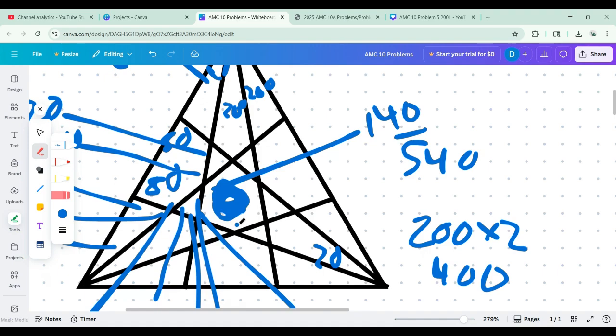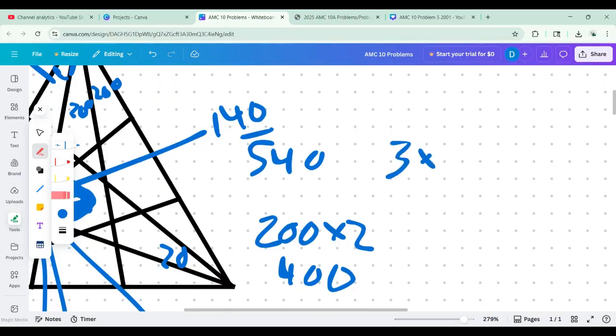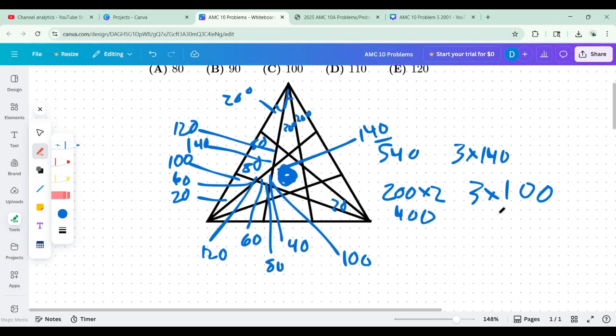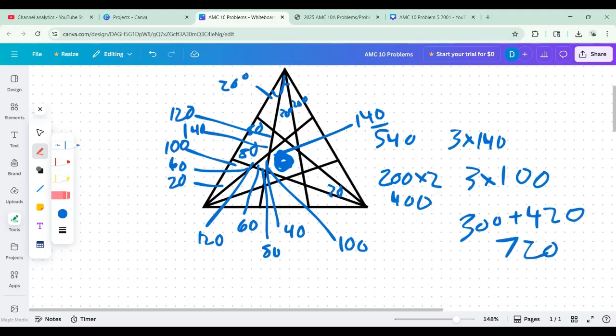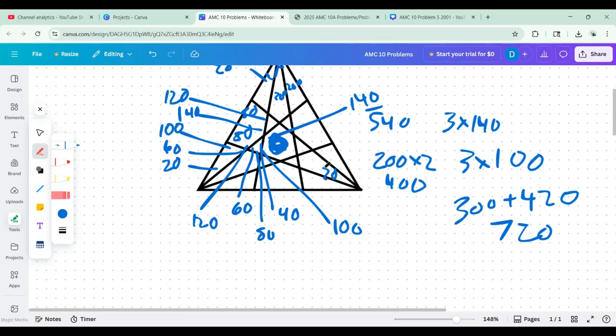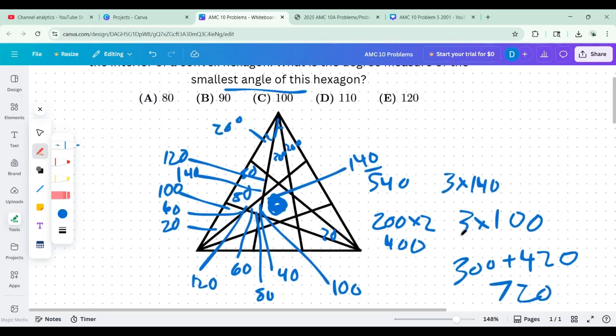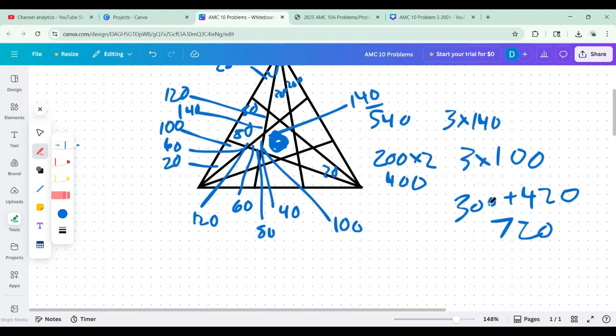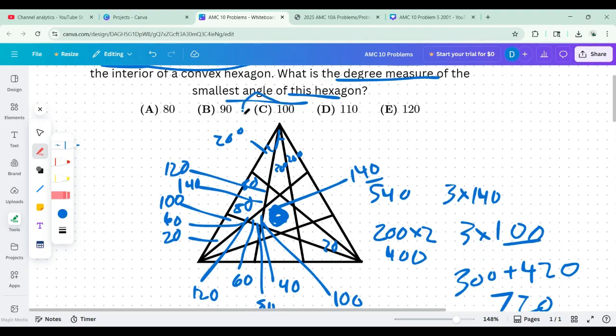And if you do all the angle chasing, you'll find that 3 of the angles are 140, 3 of the angles are 100, resulting, we can double check our answer. 420, 720 is the total interior, the sum of the interior angles of this hexagon, which is correct. So we're trying to find the smallest angle of this hexagon, and that is 100 right here.